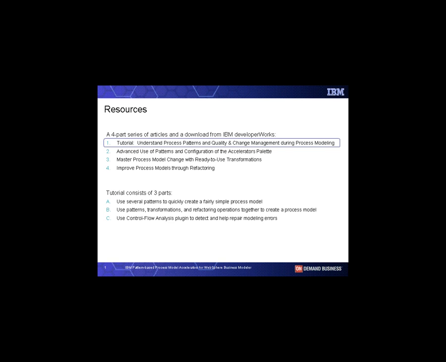The tutorial consists of 3 parts. In Part A, you will see how several patterns are used to quickly create a fairly simple process model. In Part B, you will see how patterns, transformations, and refactoring operations can be used together to create a more complicated process model in a fast and accurate manner. In Part C, you will see how modeling errors can be detected and repaired with the help of the Control Flow Analysis plugin. Let's proceed now with Part A of the tutorial.